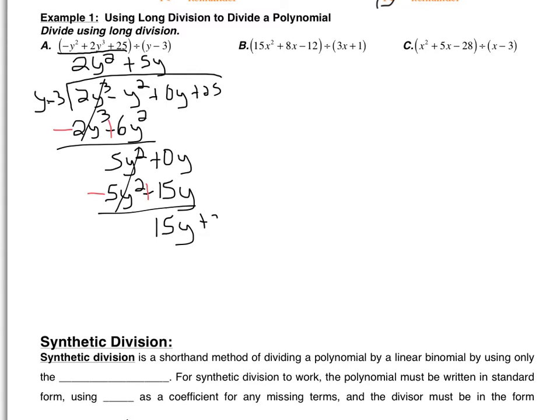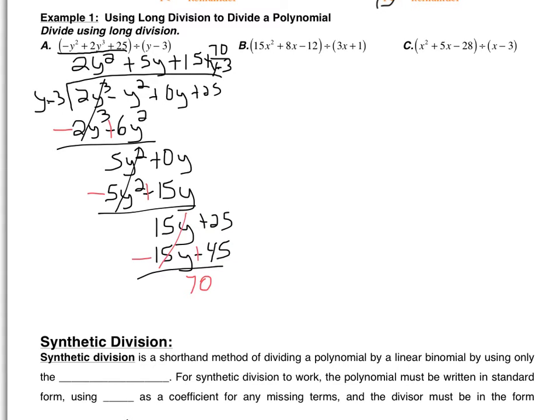Bring down my 25. And then, how many times does y go into 15y? 15 times, so plus 15. So 15 times y is 15y. 15 times negative 3 is negative 45. And then again, we have to subtract, so I change the signs. So 15y minus 15y is 0. 45 and 25 is 70. So my answer is plus 70 over y minus 3.